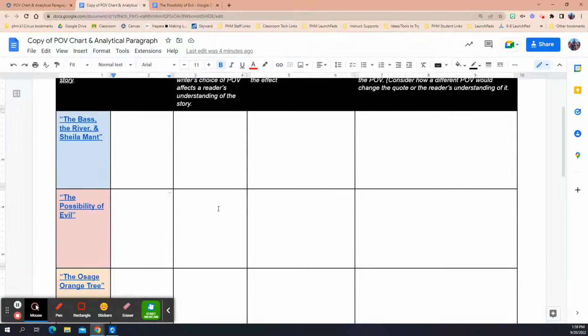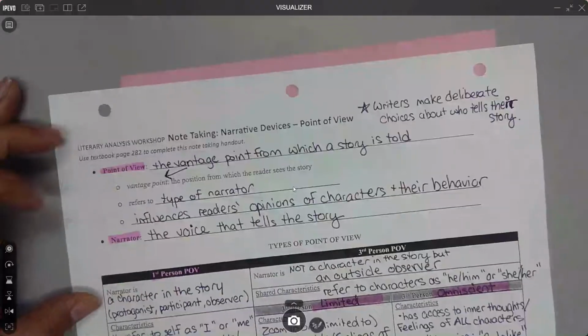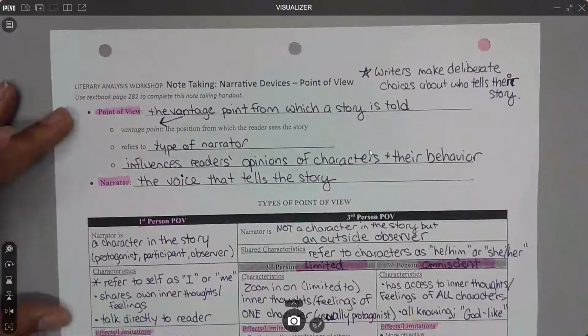So you're going to start off by figuring out the type of point of view that you see in each story. And you should be able to do this by just reading the first two lines of each of the stories. If you can't do it without looking at just the first two lines, then you are probably not paying close enough attention to your notes. So looking at the notes, you can see mine here.